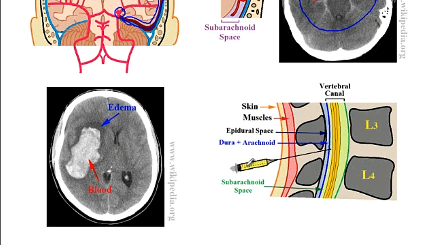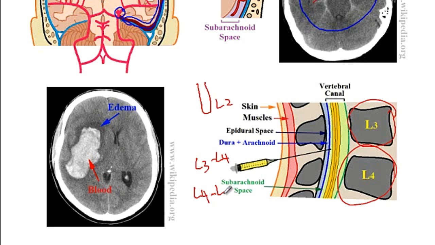Now let me ask you a question. Here it says that L3 and L4, so it gives away the answer to my question. But what are the spinal levels through which you can obtain a spinal tap? So the spinal cord ends at the L2 level. And so you can obtain spinal tap from lower levels. So you can obtain it from L3, L4, or L4, L5.